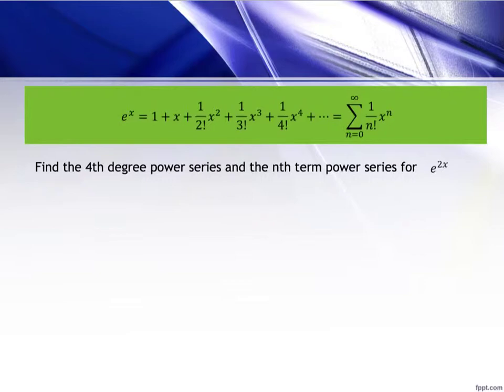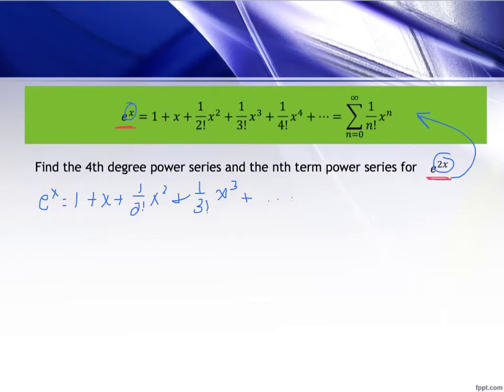In our first example, we're going to use our power series for e to the x that we've already derived, and we're going to use it to find the power series for e to the 2x. So what you want to realize is that all we need to do is replace our x with a 2x in the power series that we already have. So if we have e to the x is 1 plus x plus 1 over 2 factorial x squared plus 1 over 3 factorial x cubed plus, and then so on.